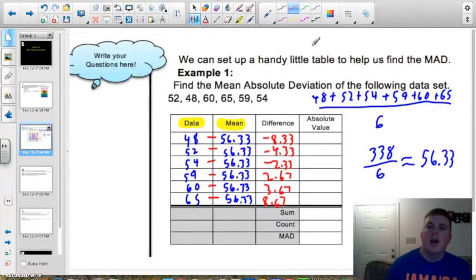8.67. Alright, the next step I'm going to need to do, notice in our name it's the mean absolute deviation. So we found the mean.